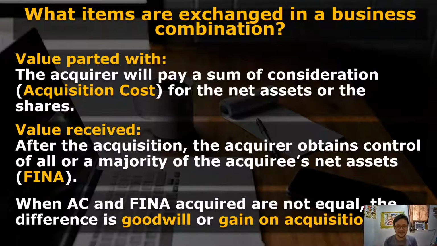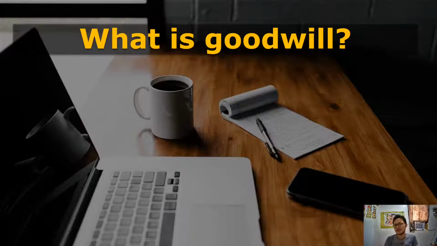When AC and FINA acquired are not equal, the difference is goodwill or gain on bargain purchase, or otherwise known as gain on acquisition. Ano to? Goodwill. Is this something new? Goodwill? Well, I don't think this is the first time na narinig mo yung goodwill, no? Pero goodwill, okay. In a blunt sense, goodwill is potential. Goodwill is, okay, I am willing to do more for you because I believe you can give me better. Well, that is actually vague. Let's have a better example.